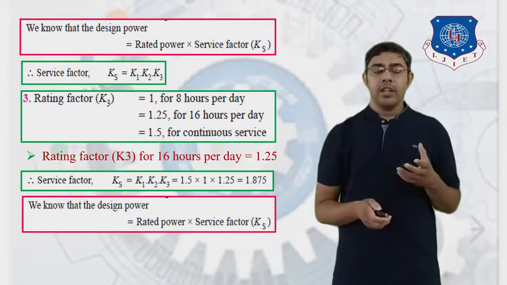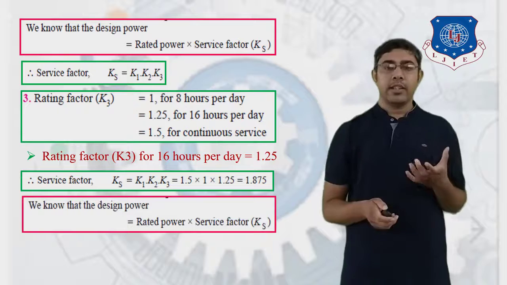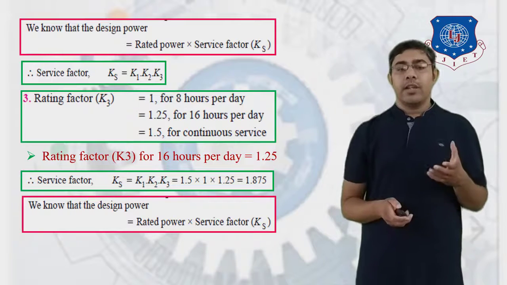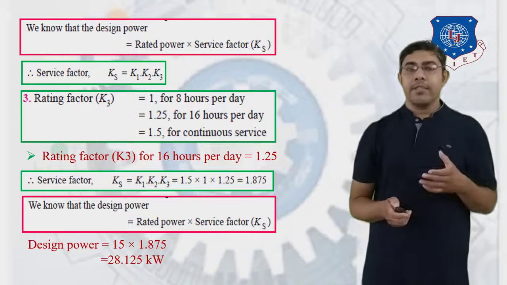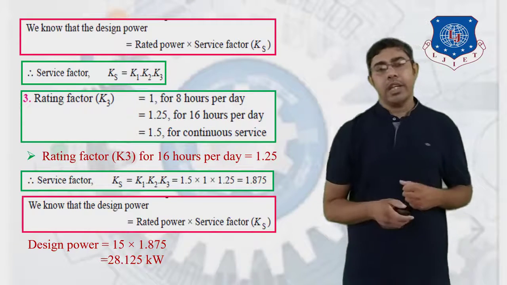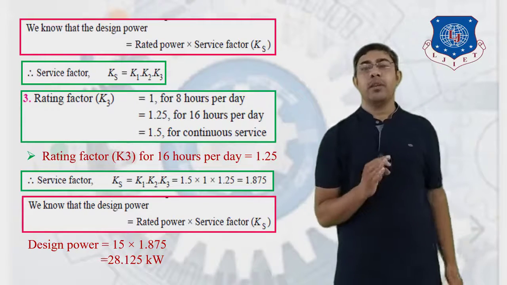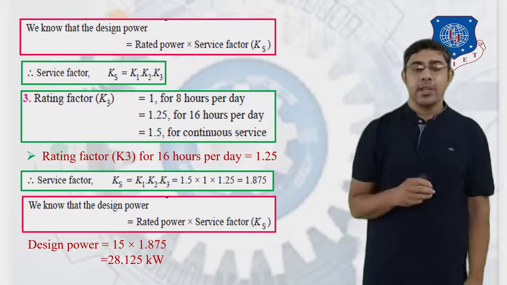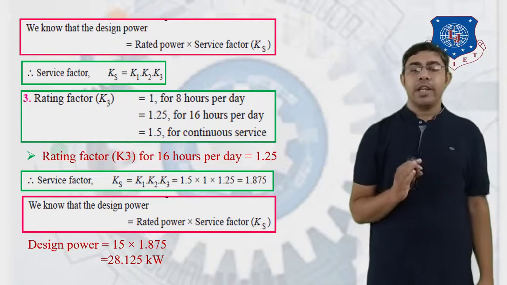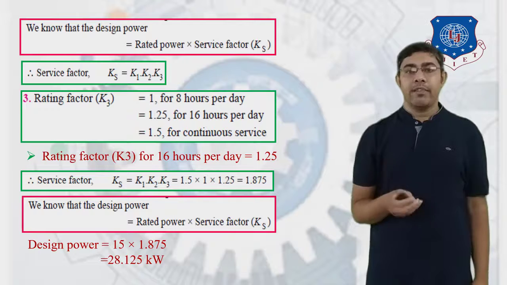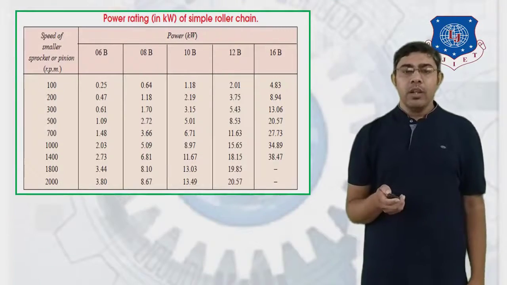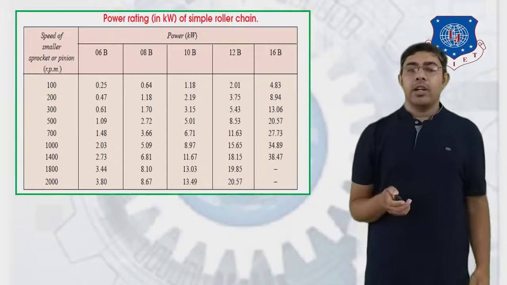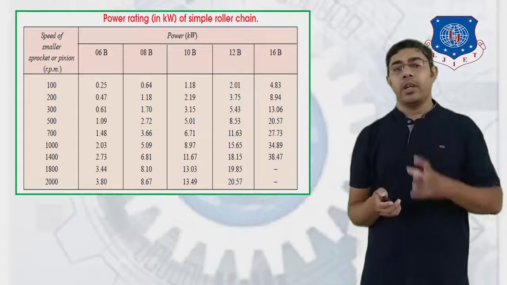Now we can calculate the design power. Rated power is given, that is 15 kilowatt, and service factor Ks we calculated here, that is 1.875. So design power is 28.125 kilowatt.